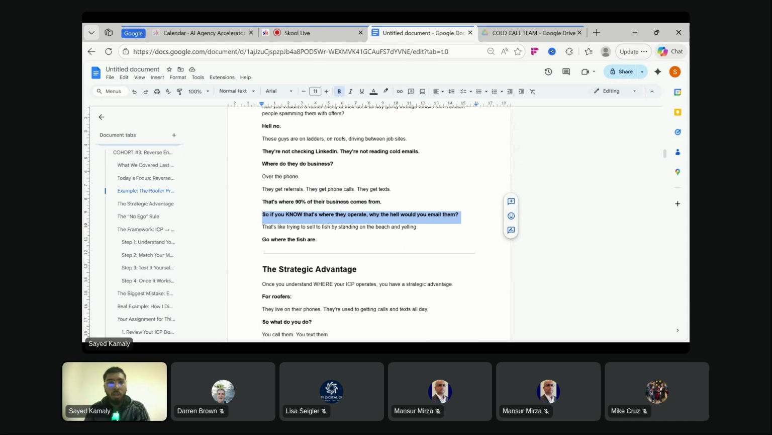Why would I try to meet them on emails if they're not even on their emails? Why would I not try to meet them on their phone where they're spending 90% of their time? Because that's where 90% of their business comes from.